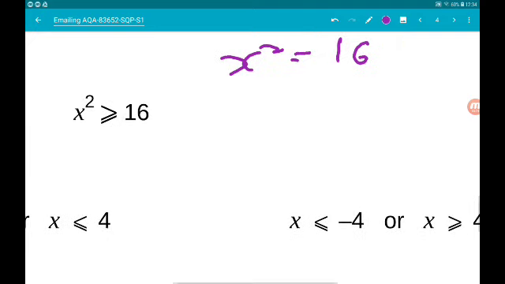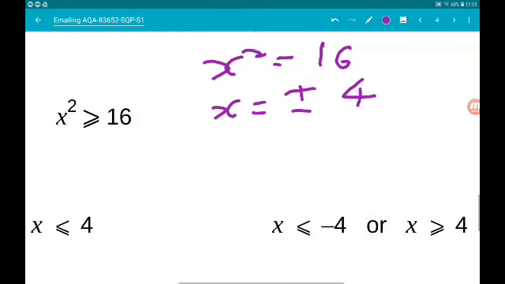Now if we square root, we get x is equal to plus or minus 4. So if x is 4, x squared is 16. If x is greater than 4, x squared is going to be greater than 16. So one of our solutions is x is greater than or equal to 4.